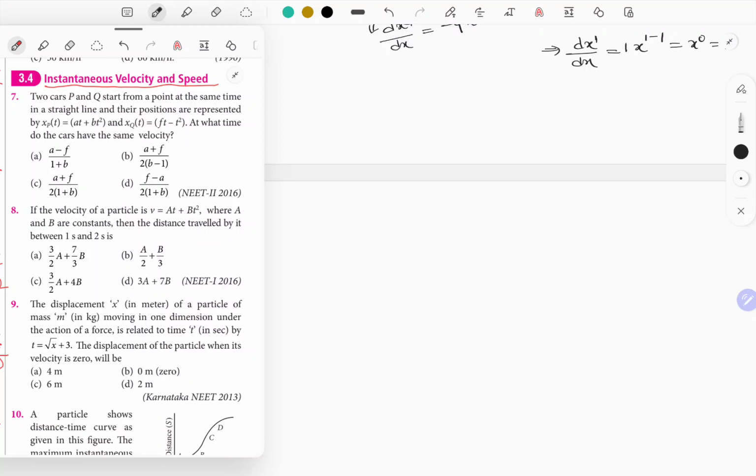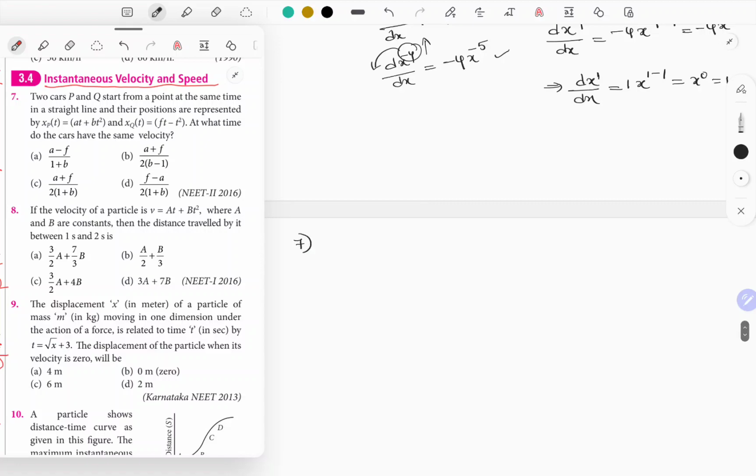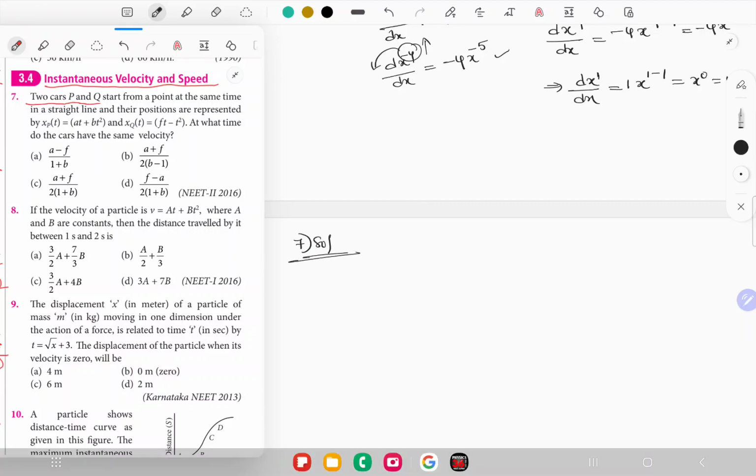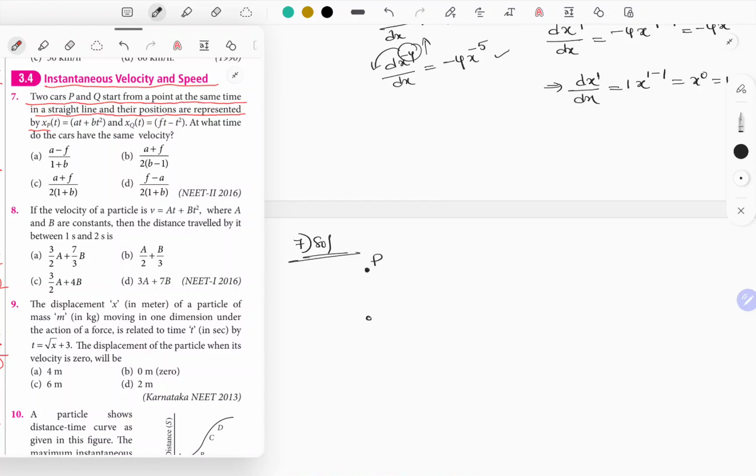Let's solve numericals based on instantaneous velocity and speed. Look at question number 7. Two cars, P and Q, start from the same point at the same time in a straight line, and their positions are represented by XP and XQ. Two cars, P and Q, are moving in the same direction, starting from the same point in a straight line. They have given the position of the first car and the position of the second car as a variation with respect to time. XP is equal to a t plus b t square. And XQ with respect to time is f t minus t square.